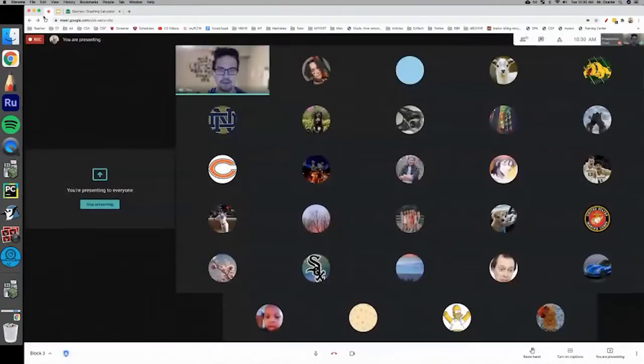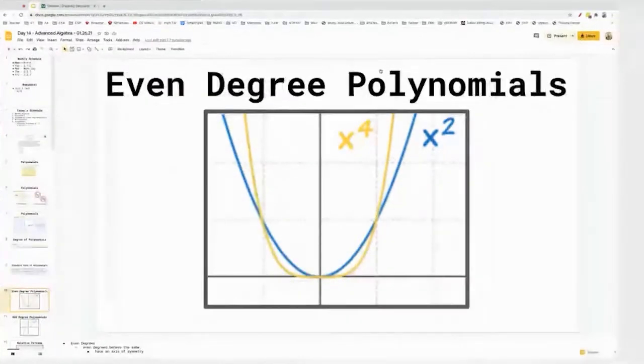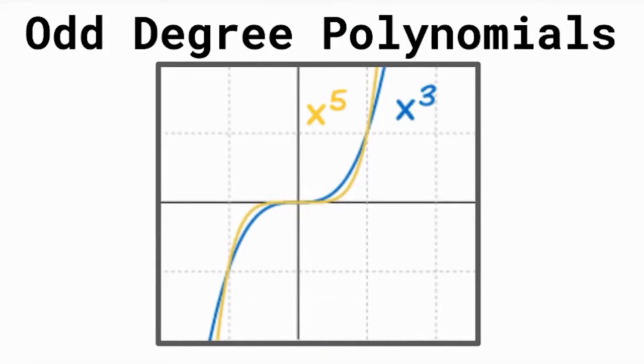Any questions about what I'm doing? I know this seems like zookeeping with graphs essentially, but it kind of is. Odd degrees, I already kind of talked about this. They go in opposite directions at the ends.